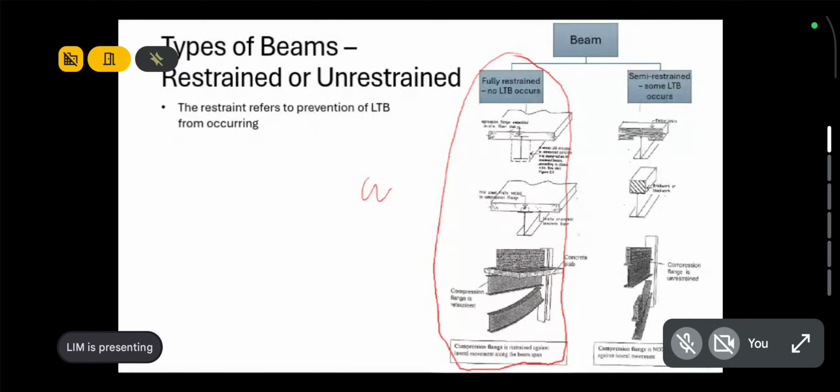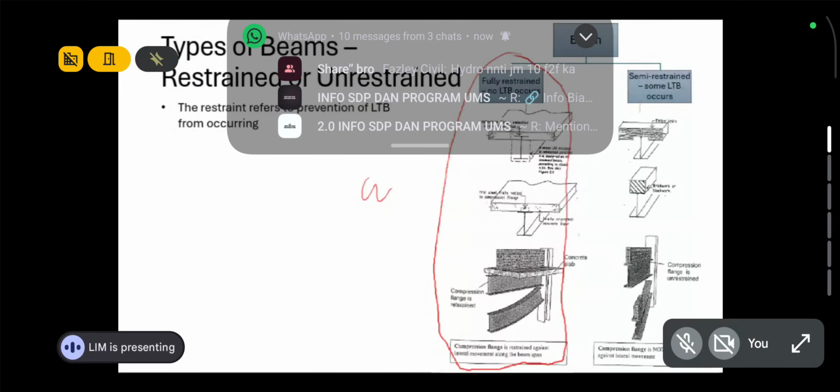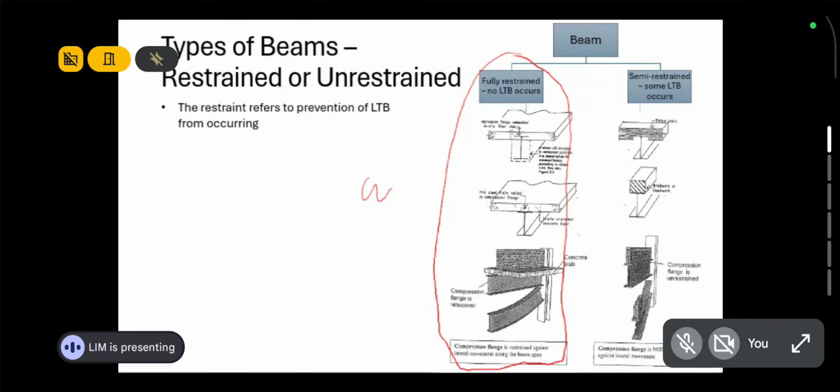All right. Therefore, from today onwards, we are going to tackle the other type of beam, whereby it is semi-restrained. In other words, there will be some lateral torsional buckling that will occur. So that's the difference between the beam that we've covered and the beam that we will cover today. Okay, so today we'll cover the semi or partially restrained beams.